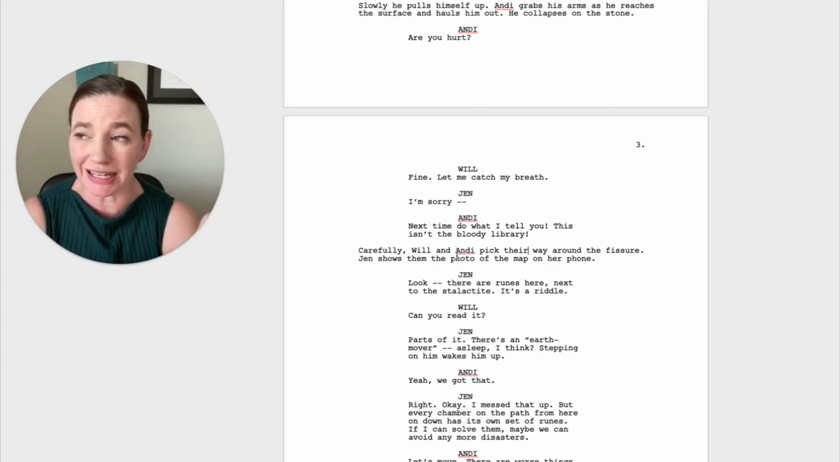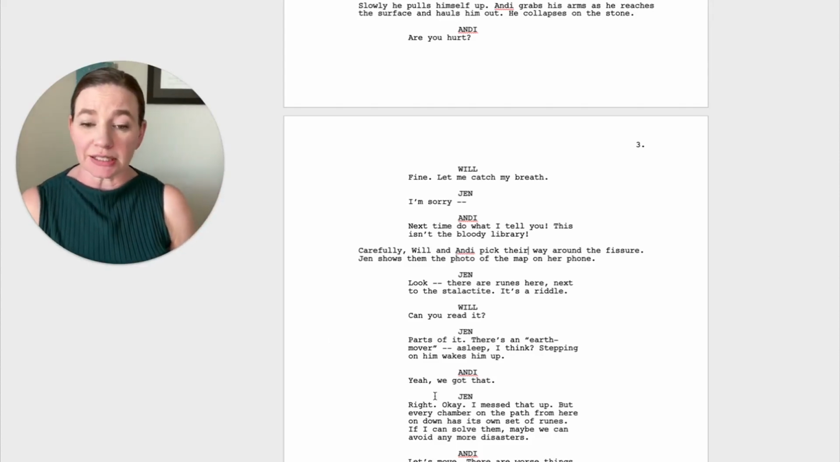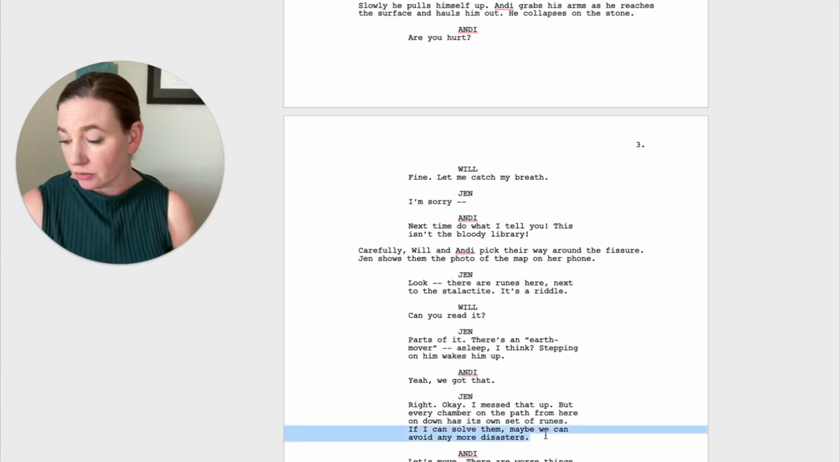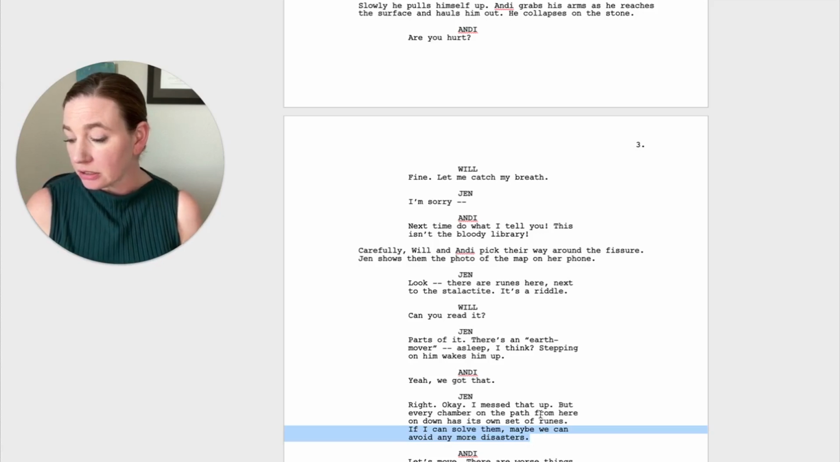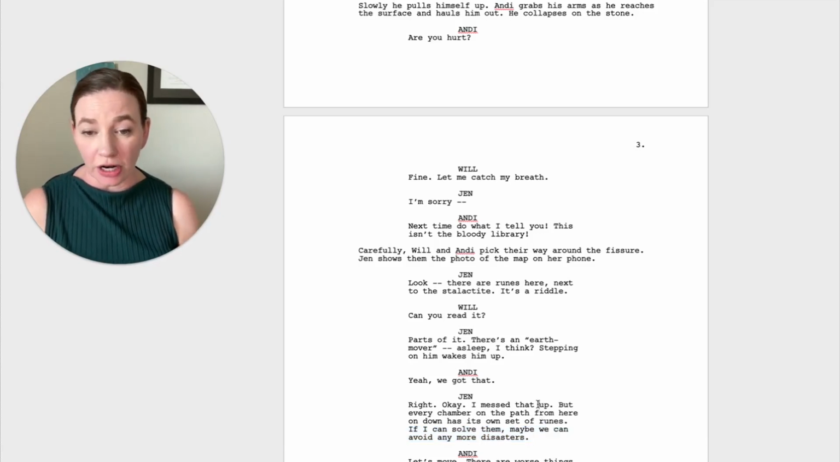So the third option isn't abandon her role and completely give over everything to Andy's control. It's not continue to insist on her own way and charge unknowingly into everything because she thinks she knows what she's doing. The third option is exactly this: maybe if I can solve them, maybe we can avoid any more disasters. So this is a move towards Jen's set of strengths.